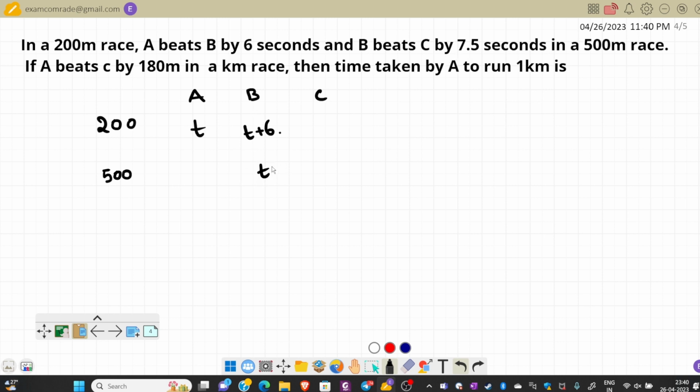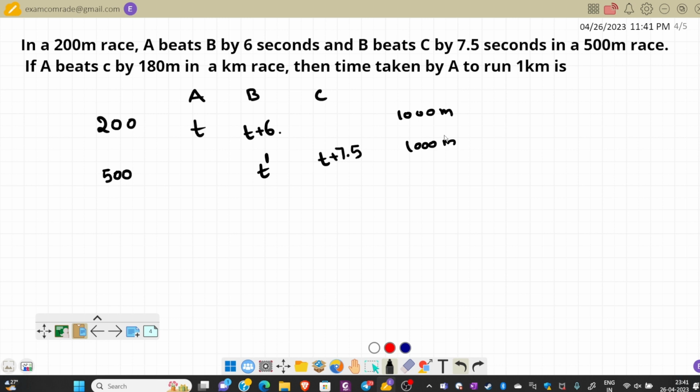B takes t time and C takes t plus 7.5 seconds. Okay, to get a correlation between these two, we need to take the distance the same in both the cases. So we'll take the LCM.